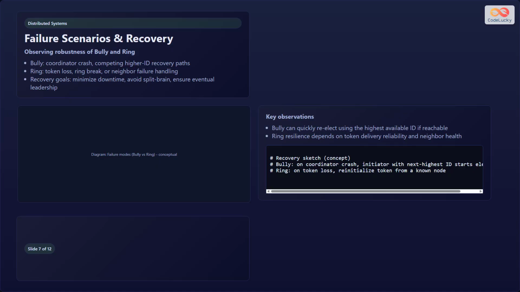Both algorithms handle coordinator failures, but differently. In bully, when the coordinator crashes, a node detects it through timeout and starts a new election. Competing higher-ID nodes may initiate elections simultaneously, but only the highest ID survives. Recovery is fast but can be chaotic. In ring, when a node fails, the ring structure breaks. Other nodes must detect this and rebuild the ring or reinitialize the token. Ring recovery is more predictable, but requires explicit failure detection. Both algorithms aim to minimize downtime and ensure exactly one leader is chosen before the system continues normal operation.